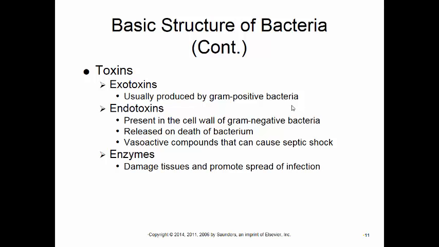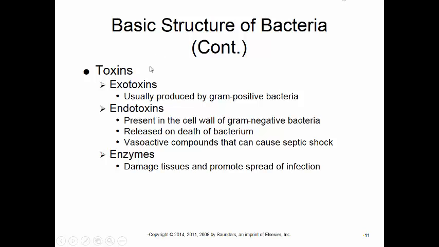Endotoxins are toxins that are found within the cell wall of gram-negative bacteria, and so they stay inside the cell wall until we kill it, and then they release it. So this is one of the things you have to watch out for with gram-negative bacteria. If you kill a lot of gram-negative bacteria all at one time, it releases all these toxins into the system and can cause things like septic shock if it has a vasoactive compound. And shock is just another word for super low blood pressure.